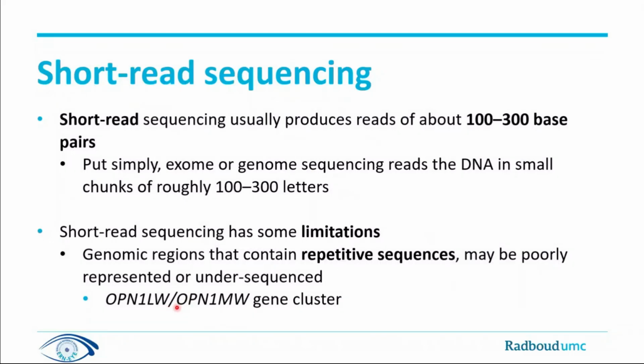Almost all diagnostic laboratories use short-read sequencing. With short-read sequencing, small fragments, typically ranging from 100 to 300 base pairs, are sequenced. These fragments are then aligned to a reference genome to reconstruct the patient's exome or genome. However, due to the small size of these fragments, short-read sequencing has some limitations. For example, genomic regions that contain repetitive sequences, such as the opsin gene cluster, may be poorly represented or under-sequenced, as already was mentioned by Susanne Kohl.